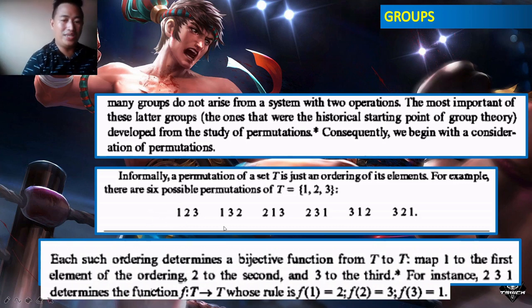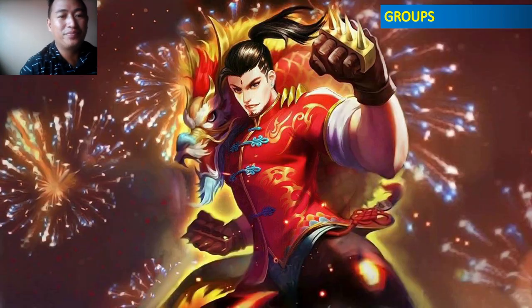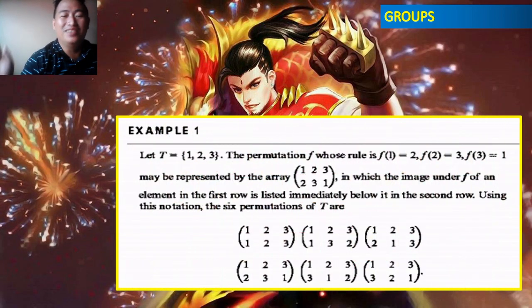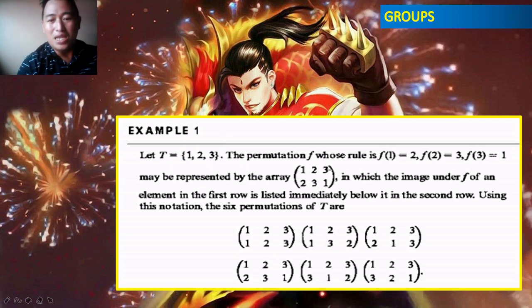Dili pa sa 1, 3, 2, ang f1 kay 1, ang f2 kay 3, and then f3 kay 2. Okay? Sige lang. Example number 1. Let T be equal to the set containing 1, 2, 3. The permutation f whose rule is: f of 1 is 2, f of 2 is 3, f of 3 is 1. So katong example na ganyan, may be represented by the array kani.